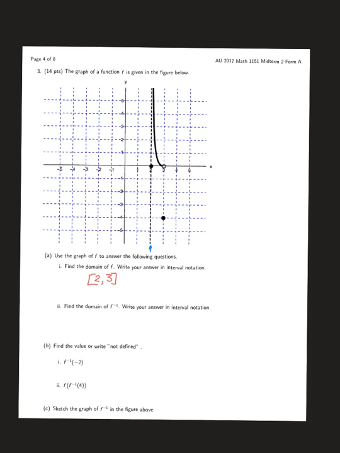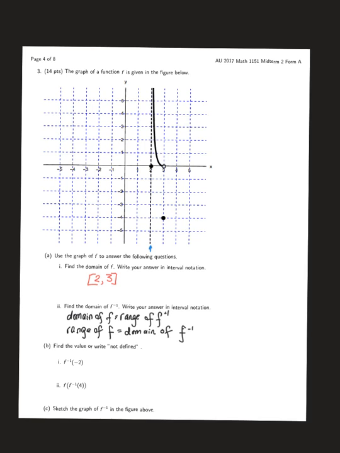Okay. Find the domain of F inverse. Write your answer in interval notation. So it's important to know that the domain of F is the range of F inverse, and the range of F is equal to the domain of F inverse.